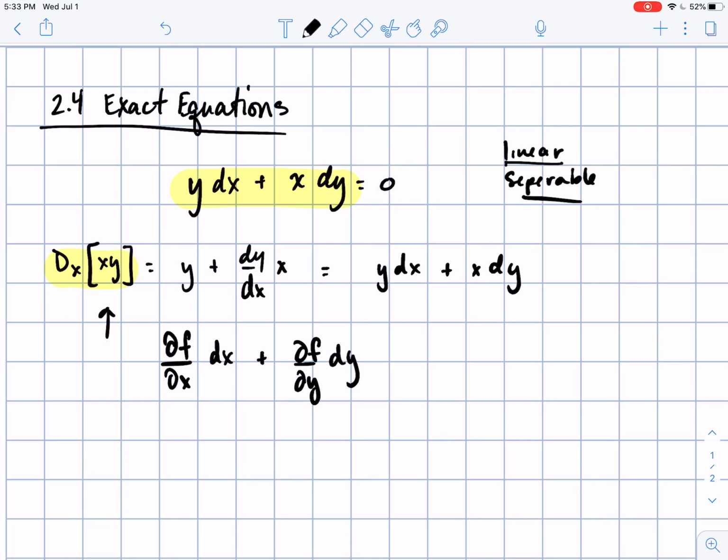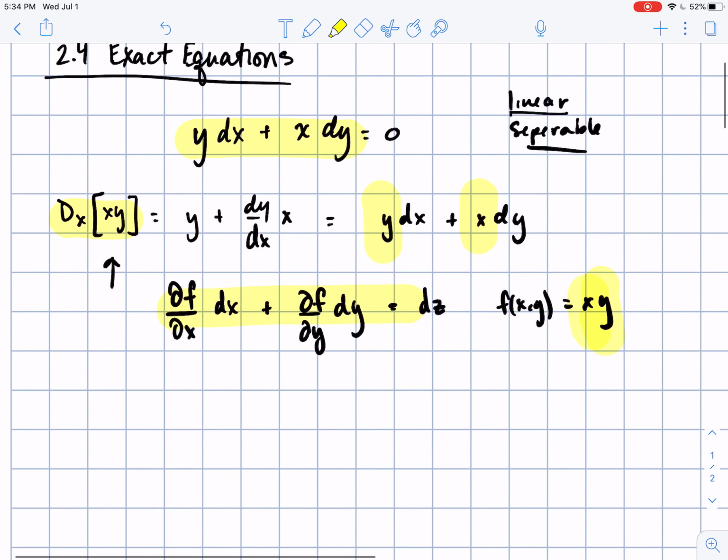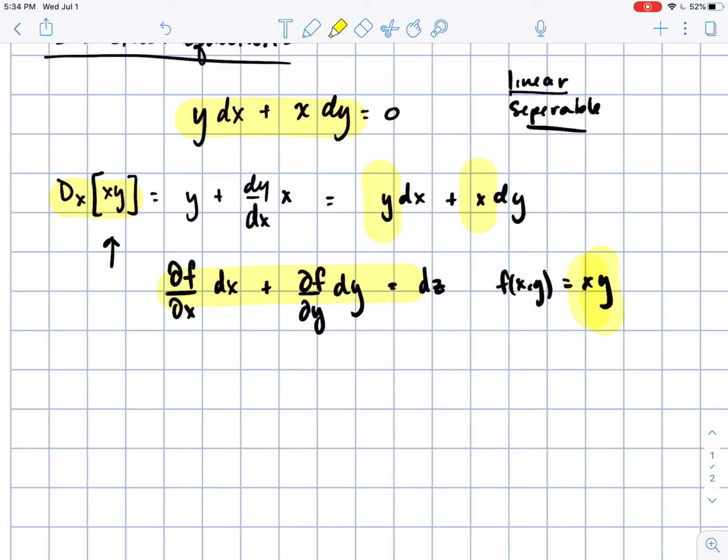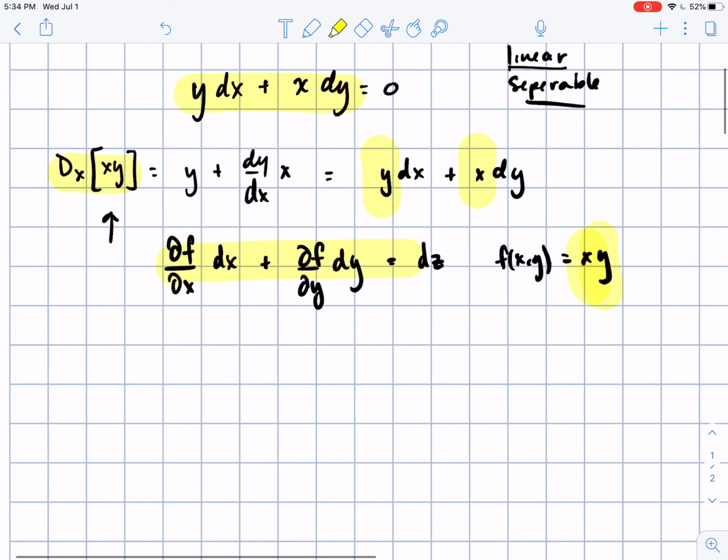And this is something that you would see in like Calc 3, right? And this was equal to dz. Okay, but if you notice, let's say that f of xy was equal to xy. You could see here that your partial of this with respect to x is y, and your partial of that with respect to y is x, and that's where we get this notation here. So that's all well and good, but again, you guys probably want to know how to solve these things.